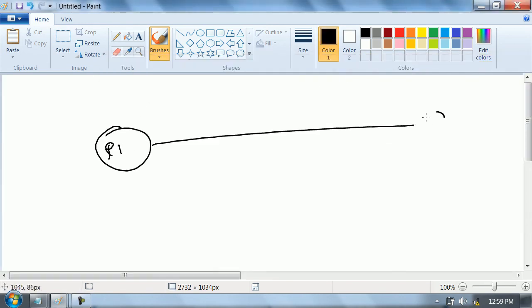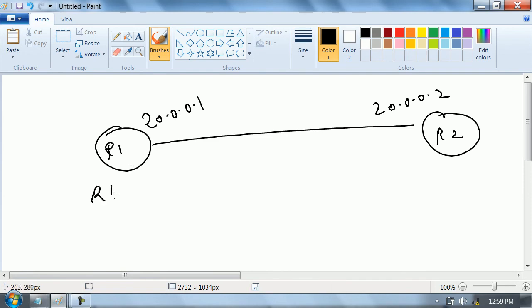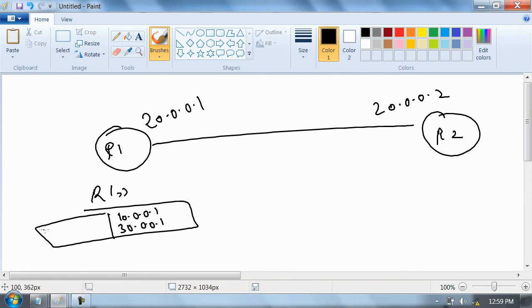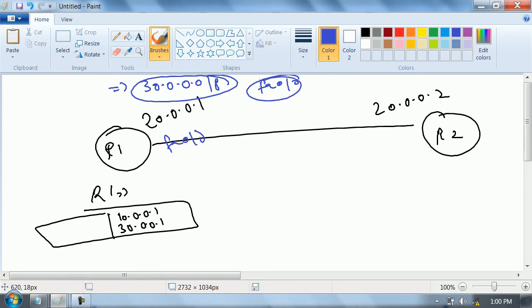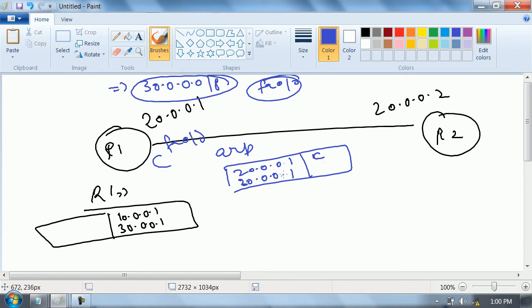R1, R2, here is the IP. Now R1 will say, I have traffic in which the source IP is this and the destination is that. R1 is thinking that 30's network is directly connected to him. Agree? Via which interface? It means I can generate ARP directly for 30's network. Agree or not? So R1 will generate an ARP. In the ARP, source IP will be 20.0.0.1. Agree? Destination will be 30.0.0.1. Source MAC will be C. Yes, because R1 is thinking that 30's network is directly connected.